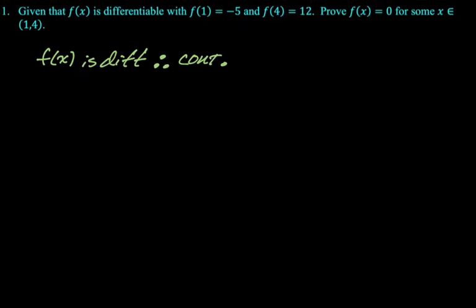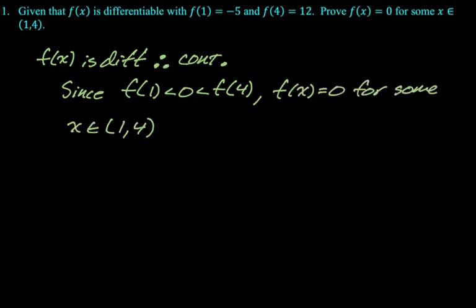So now what I'm going to do is show that f is below 0 and then f is above 0, and then use IVT to make it happen. So since f of 1 is less than 0 is less than f of 4, f of x equals 0 for some x between 1 and 4. How do I know that? I know that because of IVT. It's a really common question, you just got to get used to it.